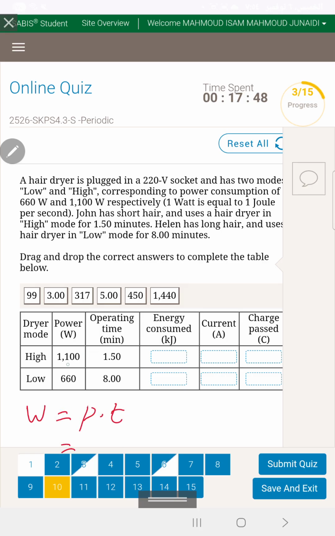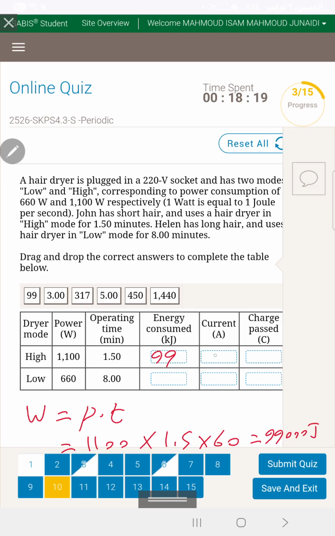So the power here is given as 1100 watt, and the time is 1.50 minutes, but you have to convert it into seconds, so you multiply by 60. Now you calculate this, you get 99,000 joule, and if you convert it into kilojoule, you get 99. So here you have 99 kilojoule.